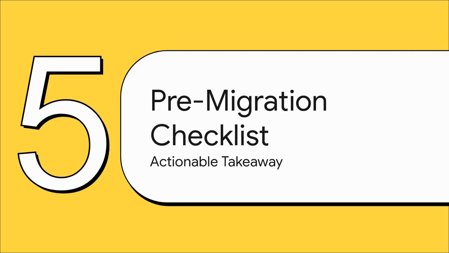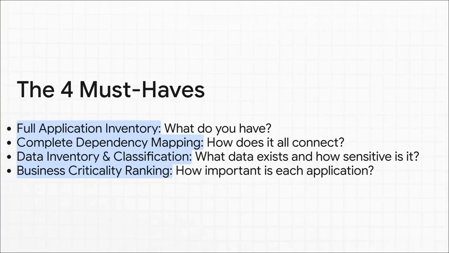All right, let's bring it all home. Let's boil this all down to a final, super actionable checklist. Before you draw a single thing on a whiteboard, you need to have this stuff ready. Here they are, the 4 absolute must-haves for your blueprint. Number 1, a full inventory of every single app. Number 2, a complete map showing how they're all connected. Number 3, an inventory of your data, especially knowing what's sensitive. And finally, number 4, a clear ranking of how important each app is to the business. You get these 4 things down, and you've got your blueprint.